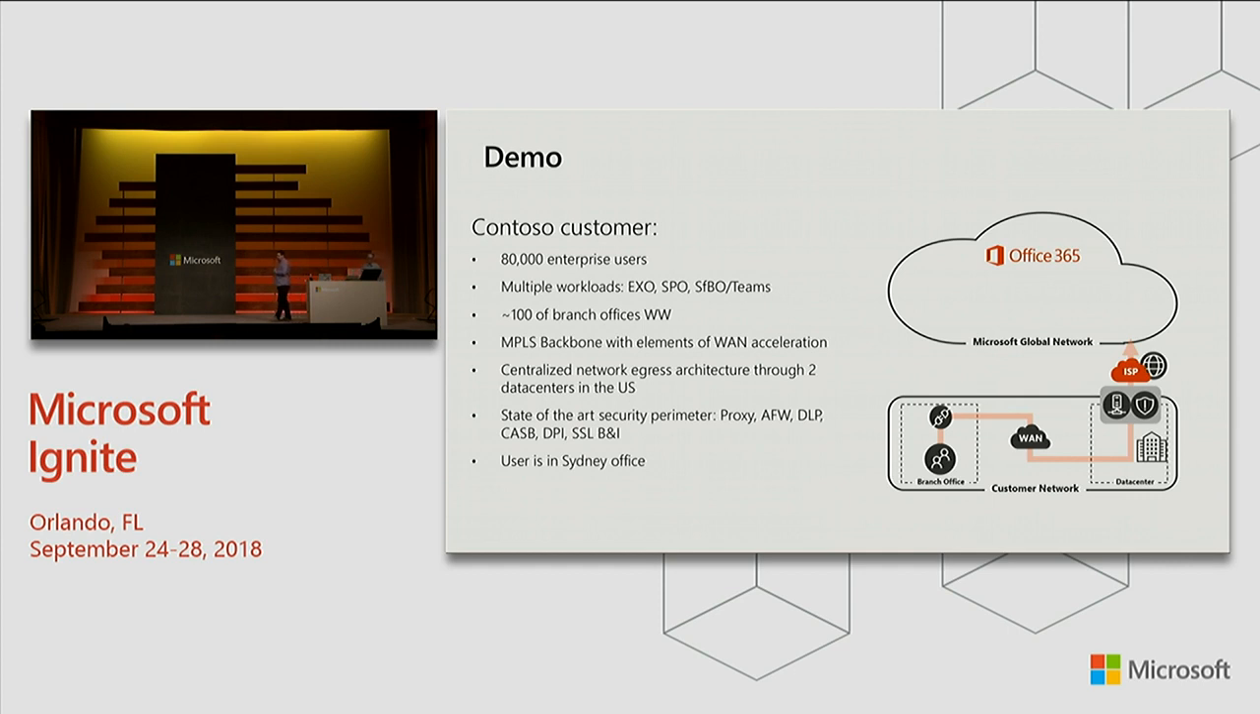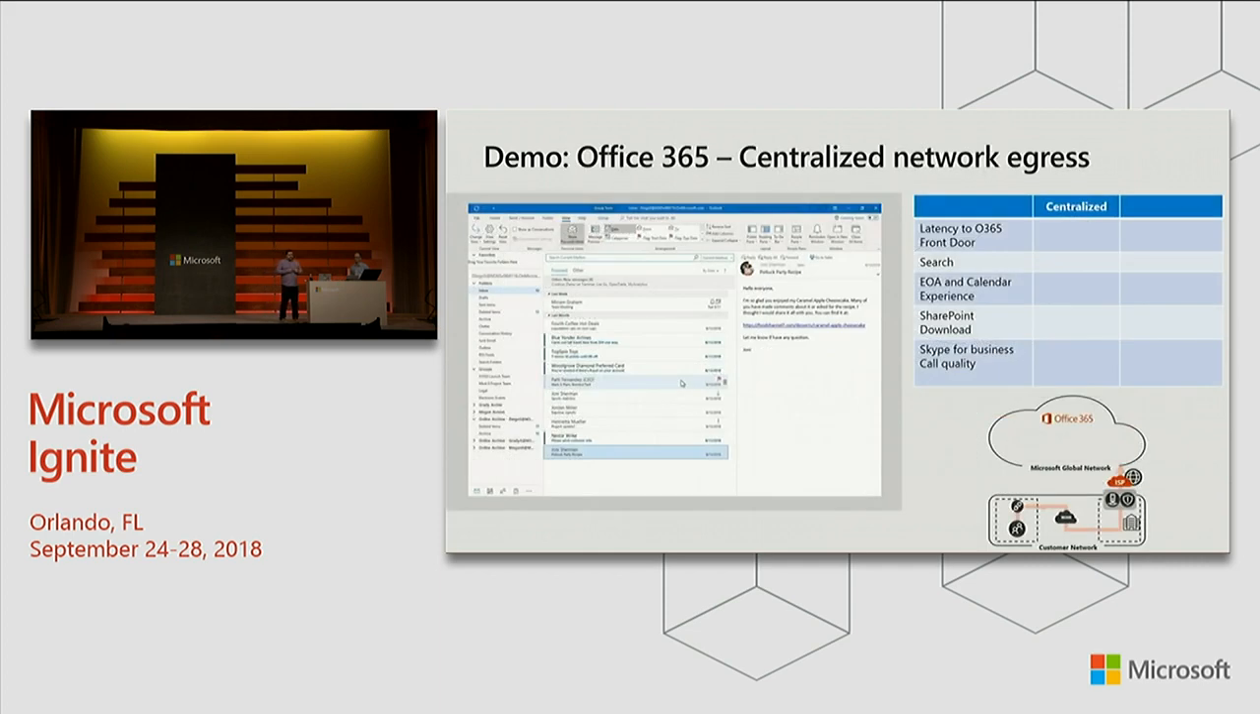We did a little demo to show you what the impact of that is on the individual services. So here's a representative example of a customer, Contoso of course, 80,000 users. We're using all those workloads I just described, and we've got hundreds of branch offices connecting through to the USA to egress the internet. Relatively standard model we see, and that egress has state-of-the-art proxies, DLP, SSL break, etc. So this is the Sydney office connecting to Office 365 through our head office in USA. So here's my user in Outlook.